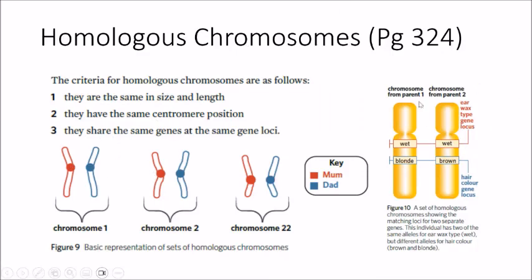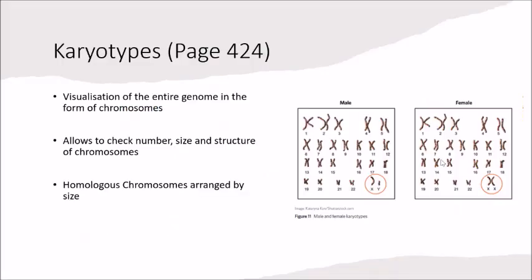And so what we're seeing here, chromosome from parent 1, mum, parent 2, dad. You might have different alleles, blonde hair versus brown hair, but the gene is found at the same location. Hopefully that's fairly self-explanatory and makes sense for you.